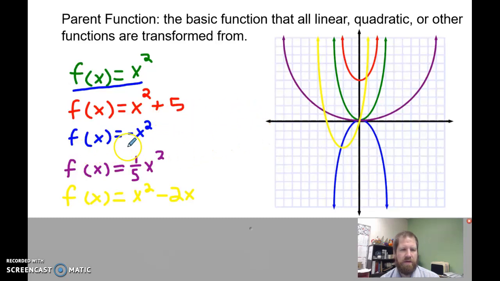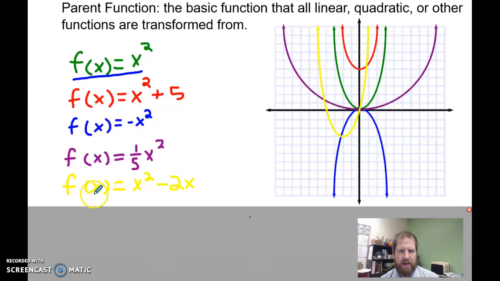Okay, f of x equals negative x squared. Well, that's the same as this one, except it's been flipped. It's been reflected over the x-axis, and now it's opening downwards. f of x equals 1/5 x squared. Well, that's the same as this one, except it's wider. It's been expanded. And our last one, f of x equals x squared minus 2x. Well, that's the same as our parent function, except it's been moved over and down a little bit.